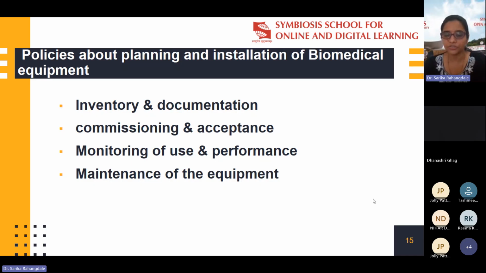And commissioning means the first usage of that particular machine. You also have to do a few scans or investigations in front of the technical person or the vendor, the person who is installing that particular machine. Okay, monitoring of use and performance.